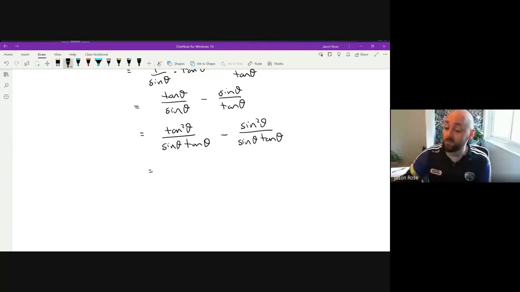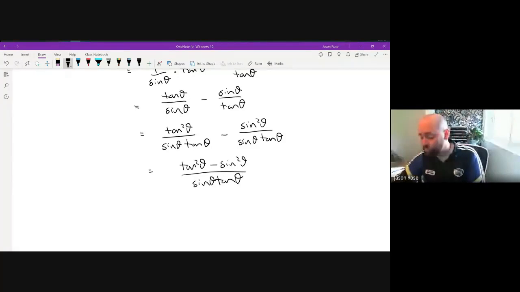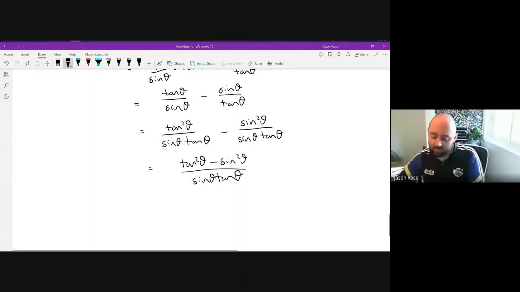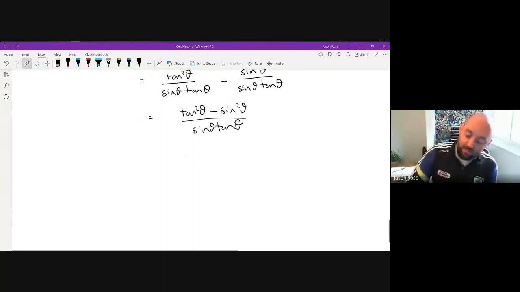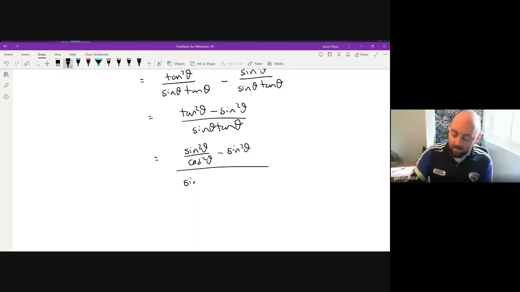I don't actually know where this one is going. And again, I'm just playing with the trig functions to see what happens. Tan squared theta minus sine squared theta on top divided by sine theta tan theta. This might turn out longer even. Yeah, I think I do need to change tan to sine over cosine. This would be sine squared theta over cosine squared theta minus sine squared theta divided by sine theta tan theta.